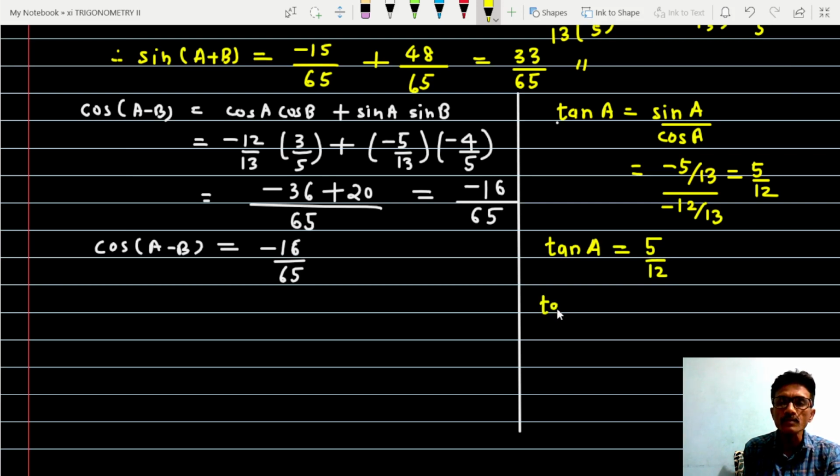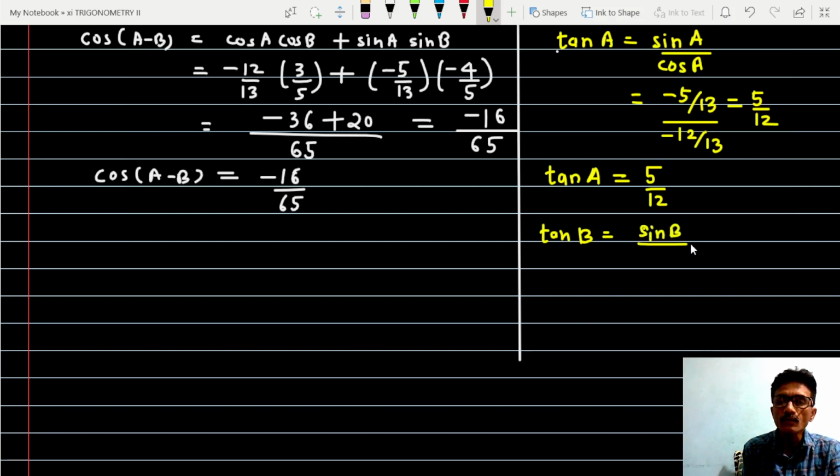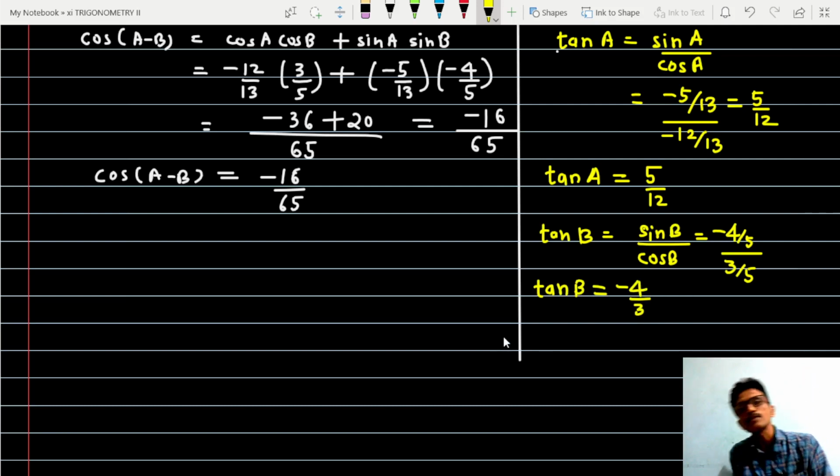Now tan of B is required. Tan of B is equal to sin B upon cos B. What is sin B? Sin B is minus 4 upon 5. And what is cos B? Cos B is 3 by 5. So this 5 gets cancelled, and tan of B is equal to minus 4 upon 3.